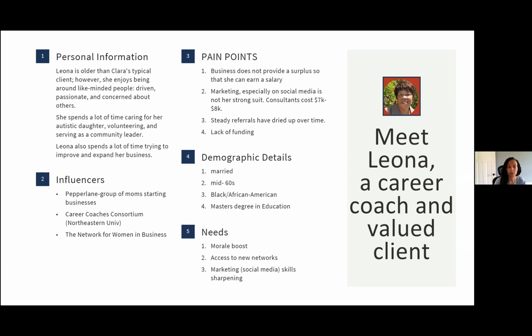Some of the influencers besides Clara is a group of moms that are starting their own businesses. Leona is a member of the Career Coaches Consortium out of Northeastern University, and she's also a member of the Network for Women in Business based out of New York.